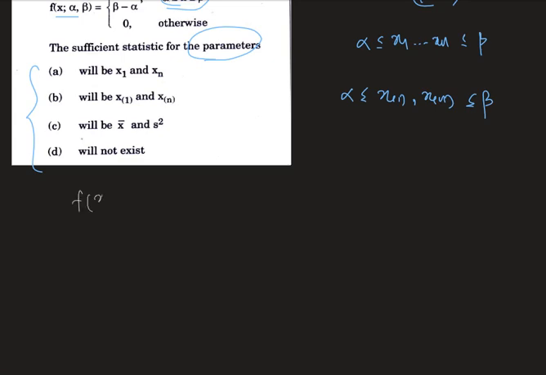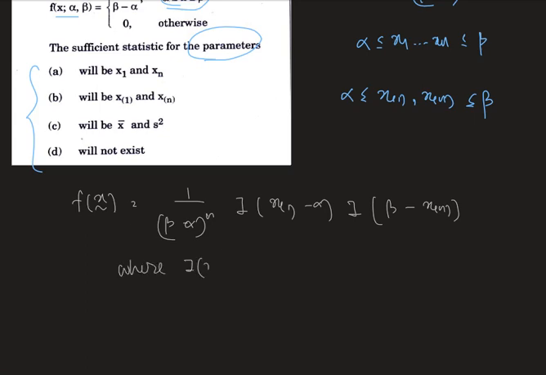Therefore, the joint density reduces to 1 by beta minus alpha whole to the power n, I of x order 1 minus alpha, multiplied by I of beta minus x order n, where I of x is just an indicator function, which is 1 if x is greater than 0 and 0 otherwise.